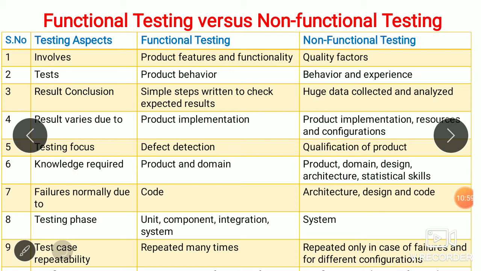Within this slide you can see a total of 3 columns. The first column is the testing aspect, the second column is functional testing, and the third is non-functional testing. Based on the testing aspects, we are going to differentiate between functional and non-functional testing. First, the difference we will see is the testing aspect involved, that is, what system testing involves. In functional testing, it involves product features and functionality, and in non-functional testing, it involves the quality factors.